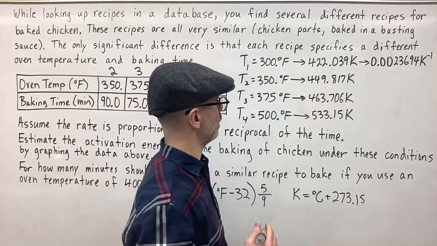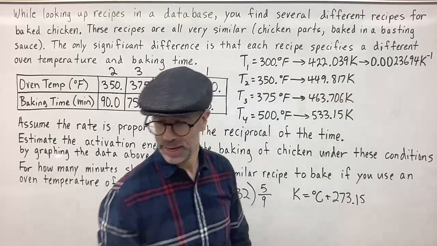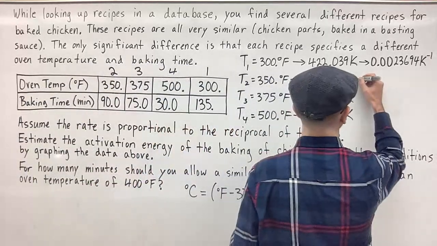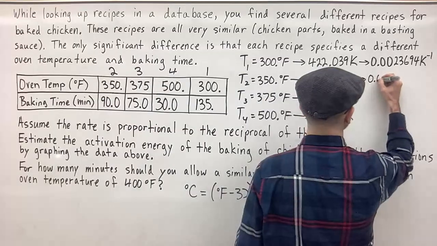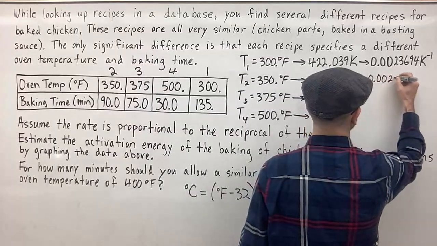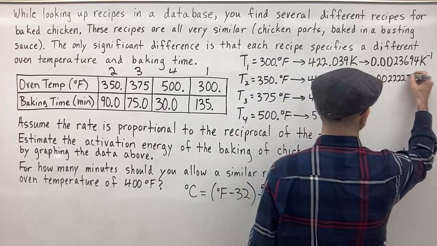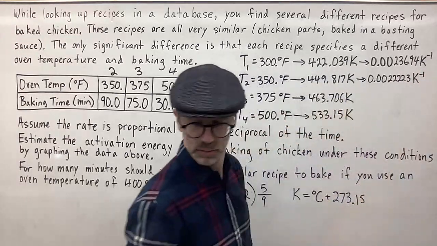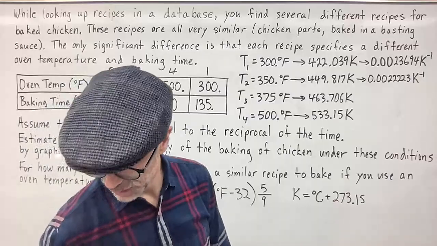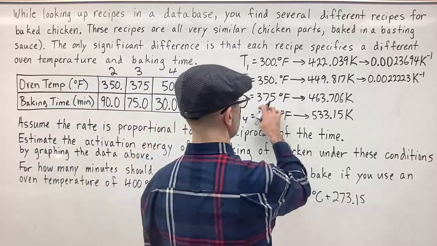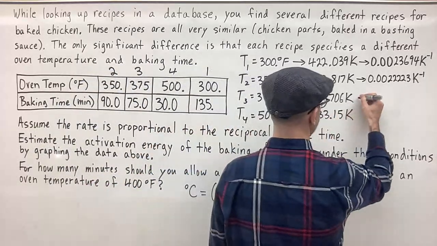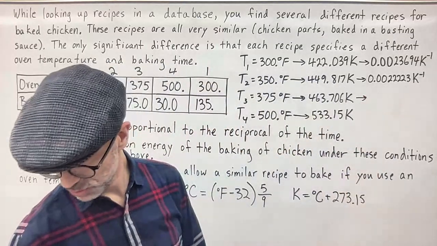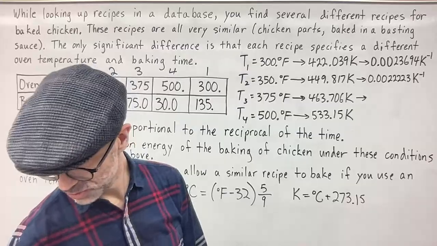And then I do the same thing, 1 over 449.817, so the reciprocal, and I get 0.0022223 per Kelvin. Let me double check that. Okay, yep. And then for this one, I take the 1 over Kelvin or the reciprocal, and I get 0.0021565 per Kelvin.